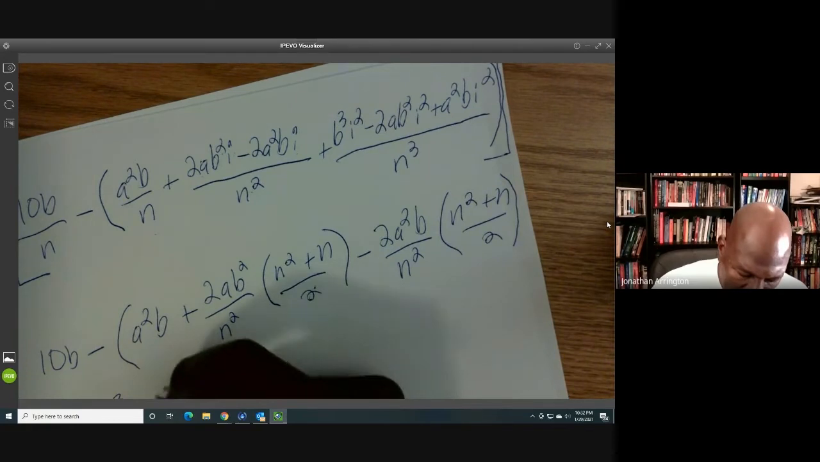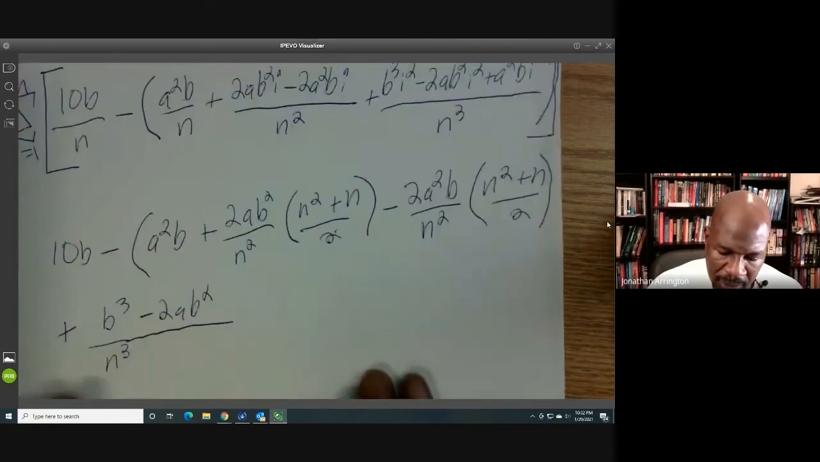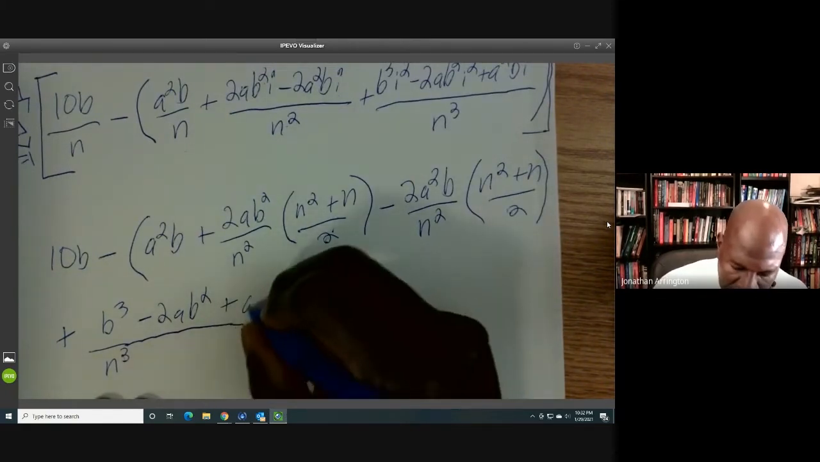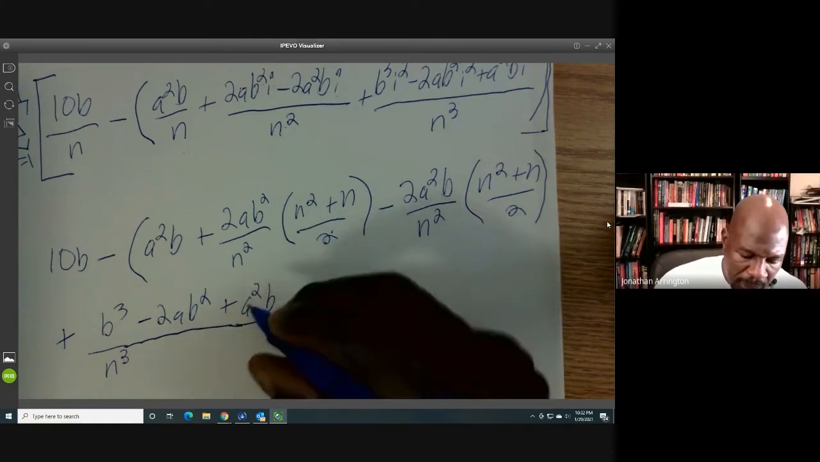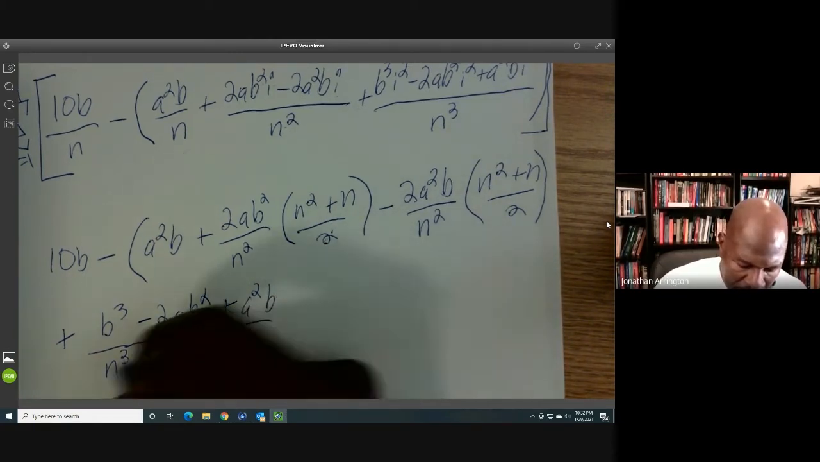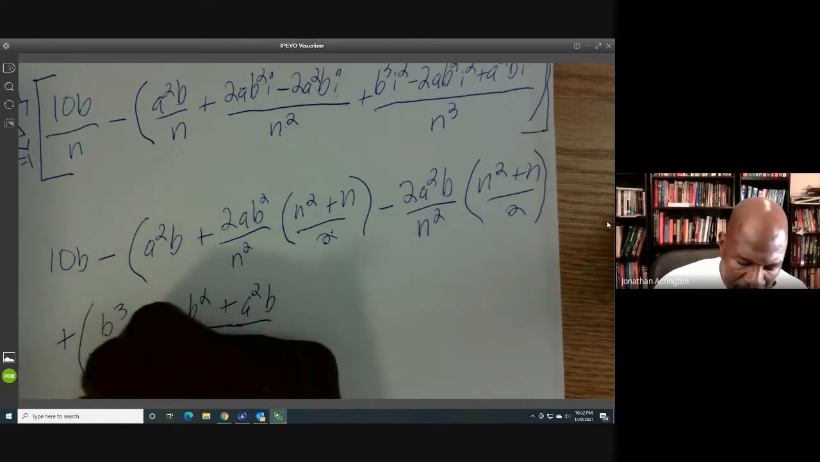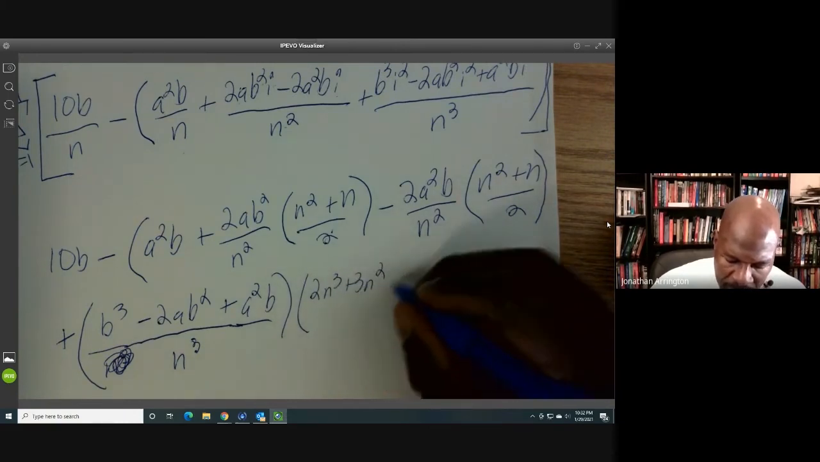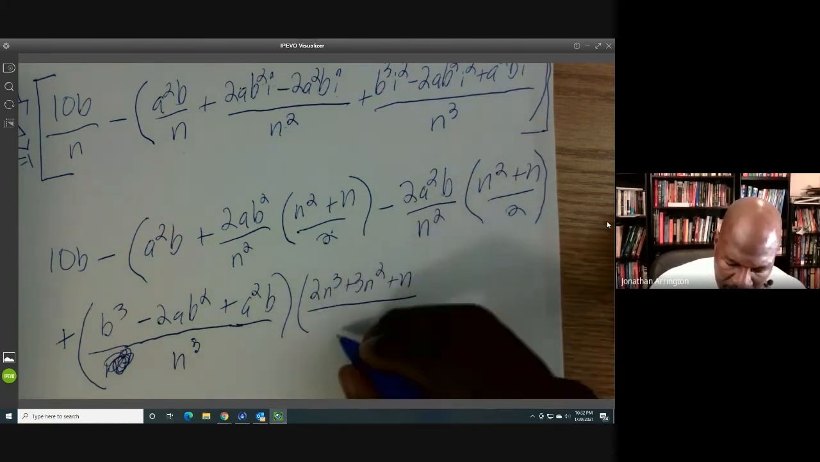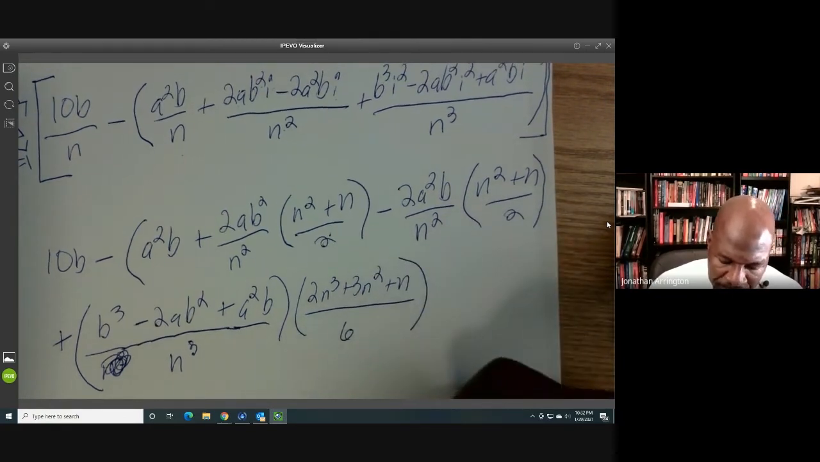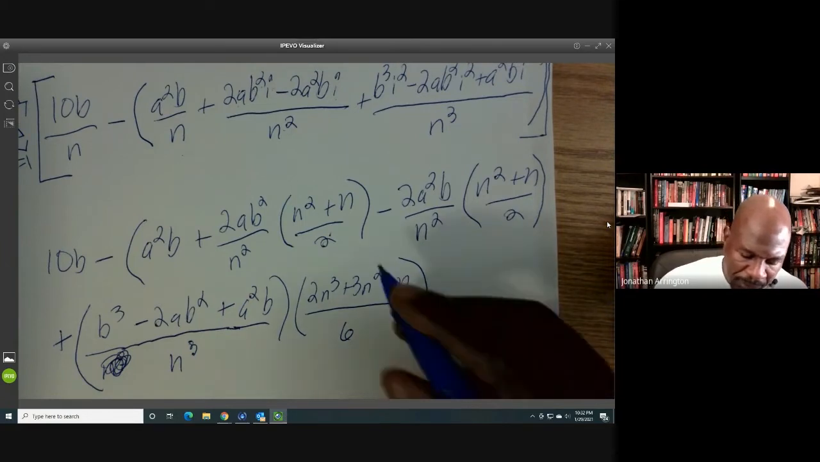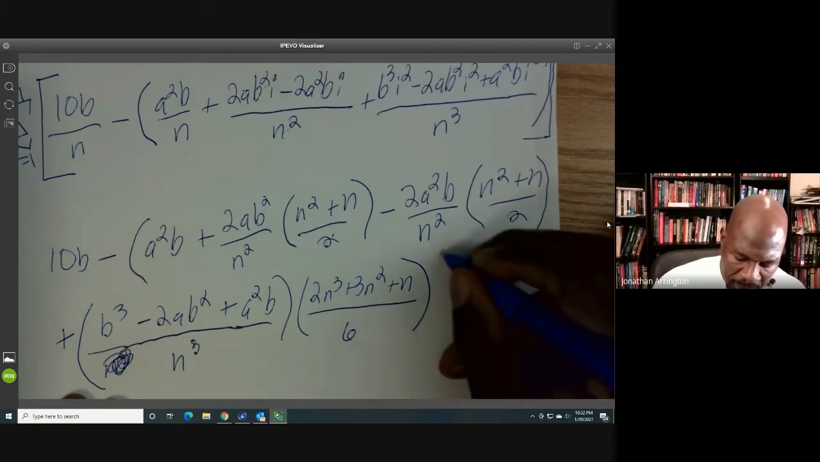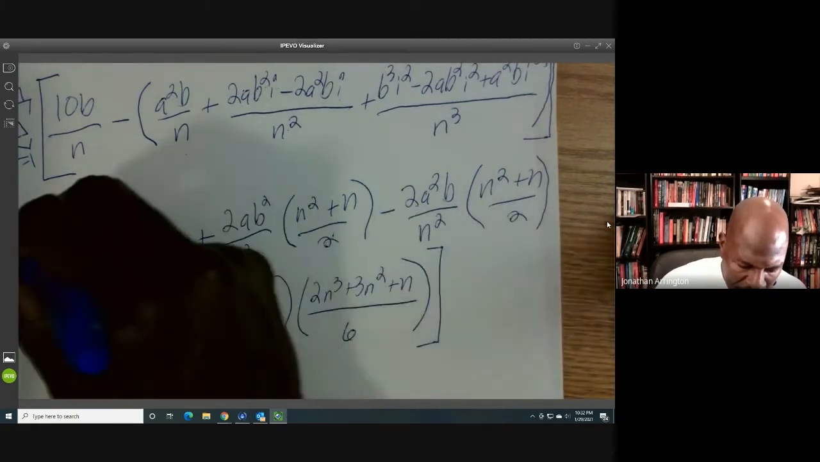So minus 2ab squared plus a squared b, and all of this, let me put n cubed. Let me center that guy a little more. All of this is being multiplied by 2n cubed plus 3n squared plus n over 6. Okay, and that concludes the summation. So this is what the sum looks like.